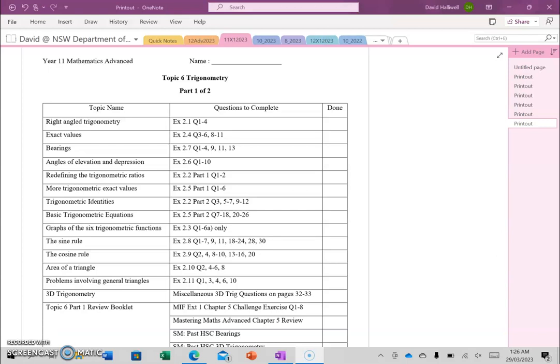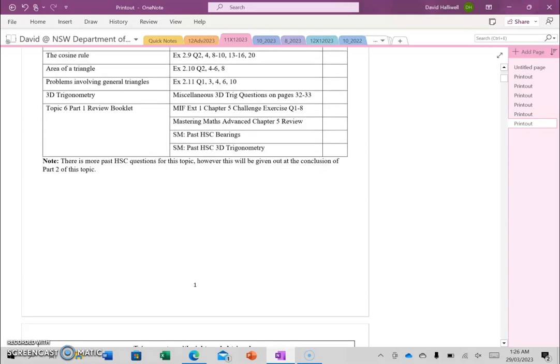Okay, so hopefully you've got all your booklets for trigonometry. Now this is part 1 of 2 of trigonometry. Trigonometry is a big topic, so we're going to split it into 2 parts. We'll see how far we get today. Alright, so let's start on page 2.